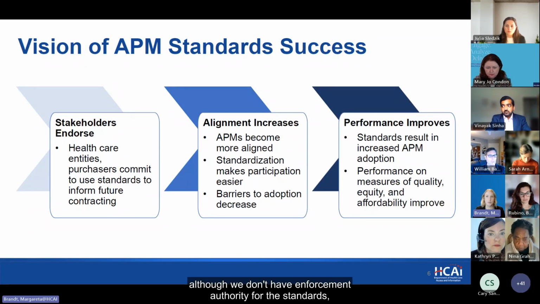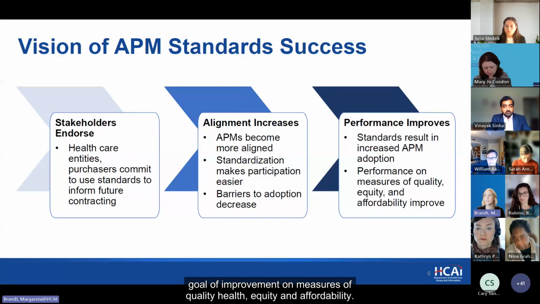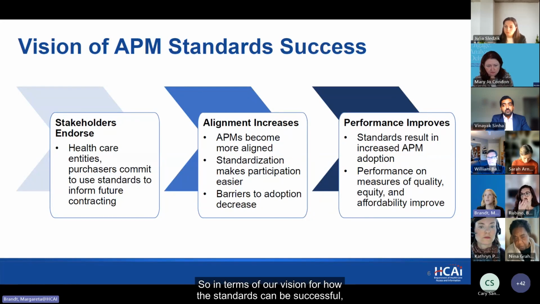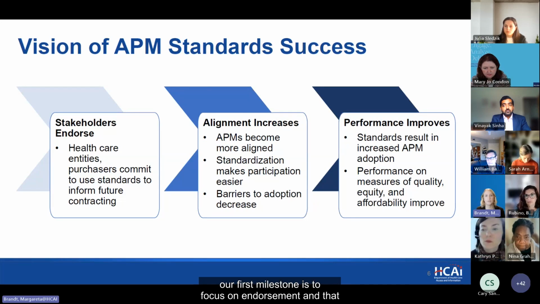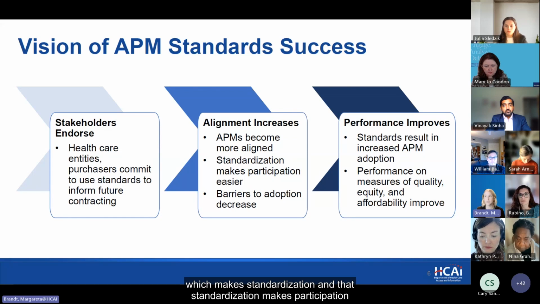although we don't have enforcement authority for the standards, we really are committed to ensuring that the standards are useful and support further APM adoption and really get us to this long-term goal of improvement on measures of quality, health equity, and affordability. So in terms of our vision for how the standards can be successful, our first milestone is to focus on endorsement, and that we collectively and across the industry commit to using the standards to guide contracting efforts.